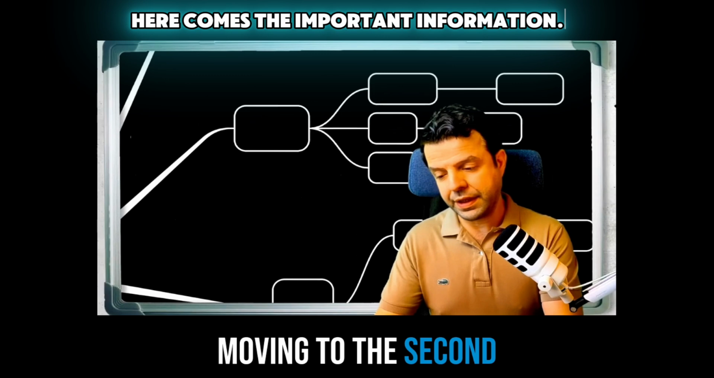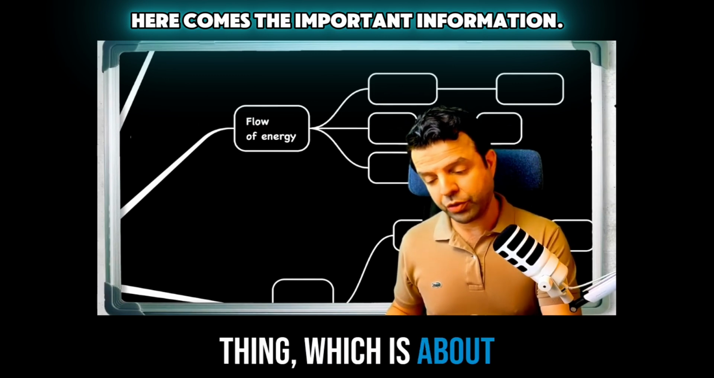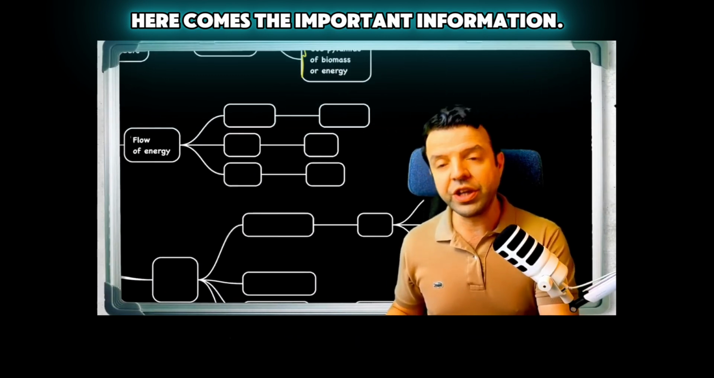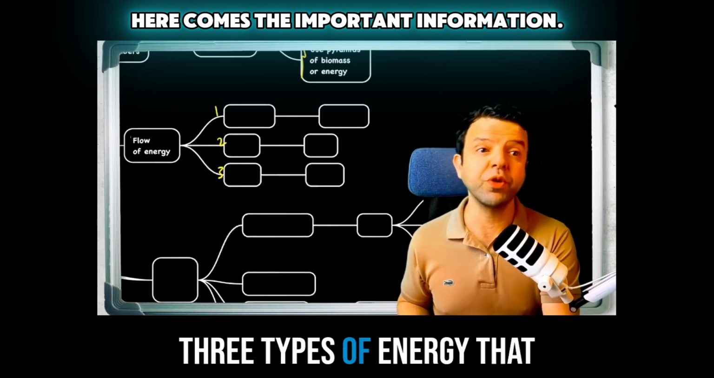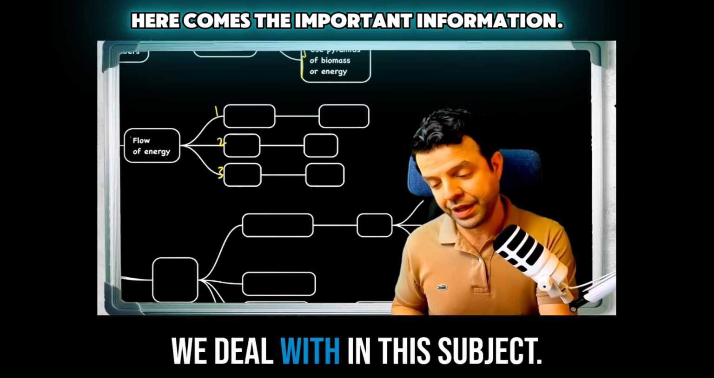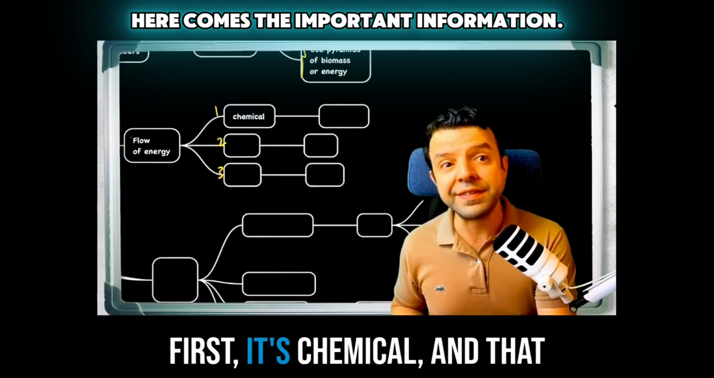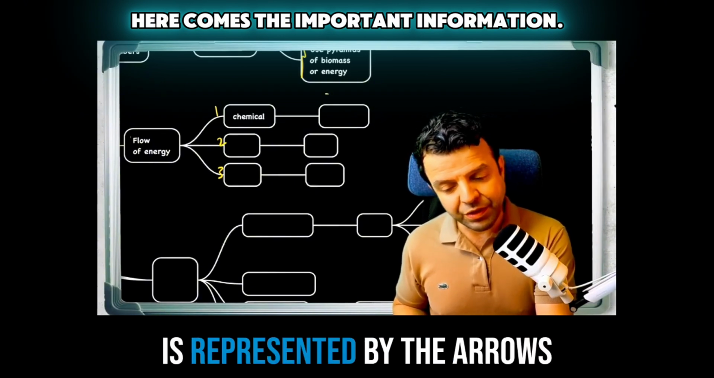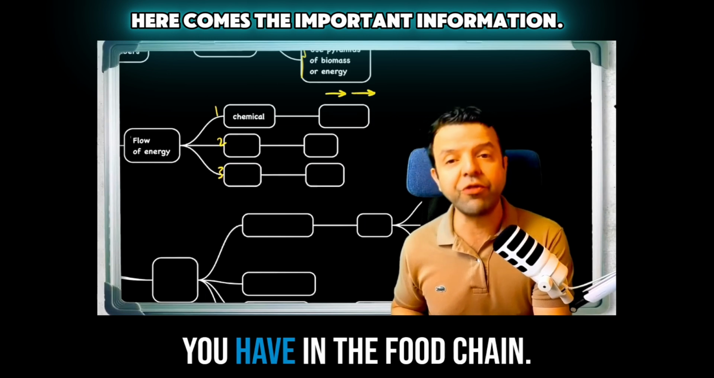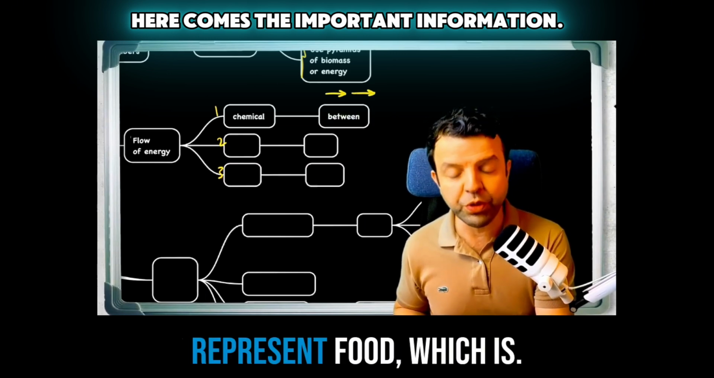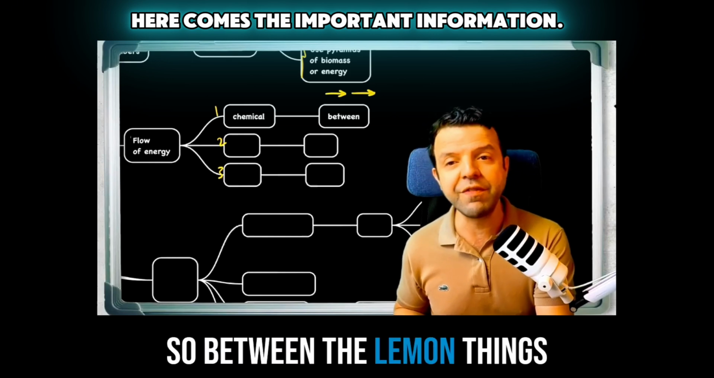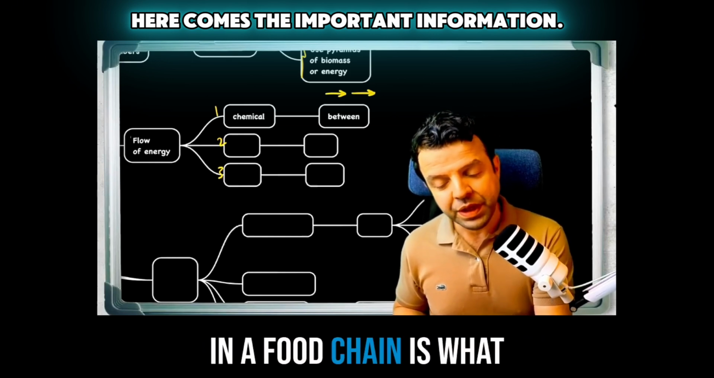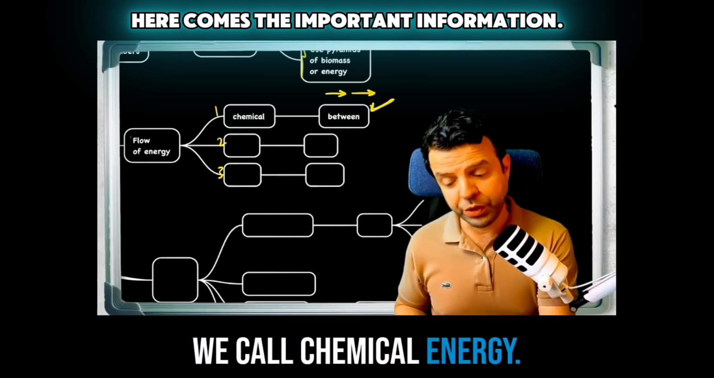Moving to the second thing, which is about the flow of energy. Here we have 1, 2, 3 types of energy that we deal with in this subject. First, it's chemical, and that is represented by the arrows you have in the food chain. So those arrows represent food, which is chemical energy. So between the living things in a food chain is what we call chemical energy.